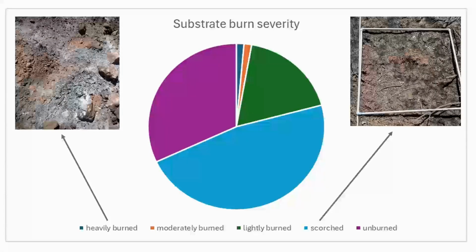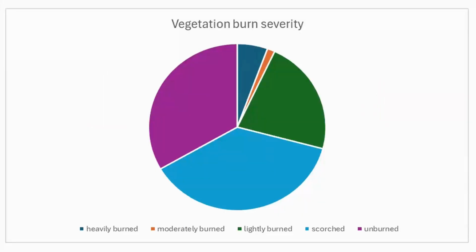You can see that the majority of the transects were actually unburned or scorched or lightly burned. So it's definitely a very light intensity. Substrate is the litter and the fine woody debris. And this is vegetation, which would be actual grass or shrubs or whatever was standing there. And similarly, we see a lot of unburned and scorched and lightly burned.